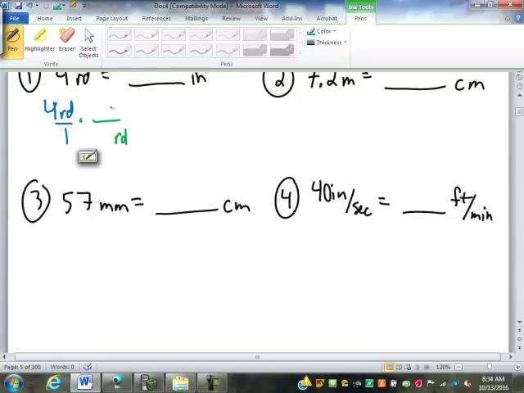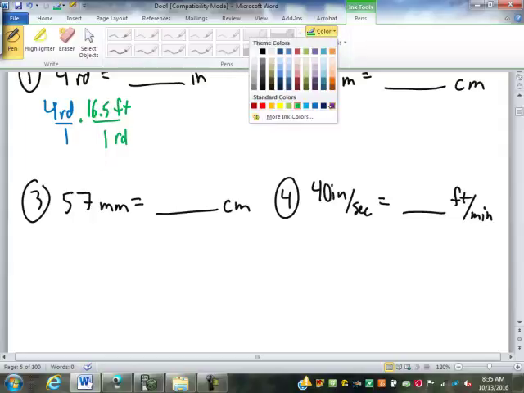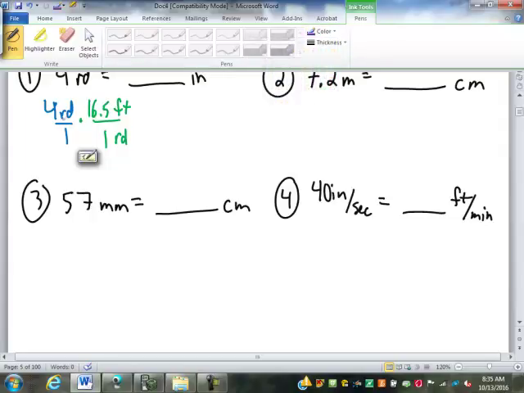No. But we can go from rods to feet. 1 rod is how many feet? 16.5. So the rods are gone. Now I could multiply this out if I wanted to and get an answer and then convert it from feet to inches, but I'm just going to keep going here. I'm going to get rid of feet and go to inches.